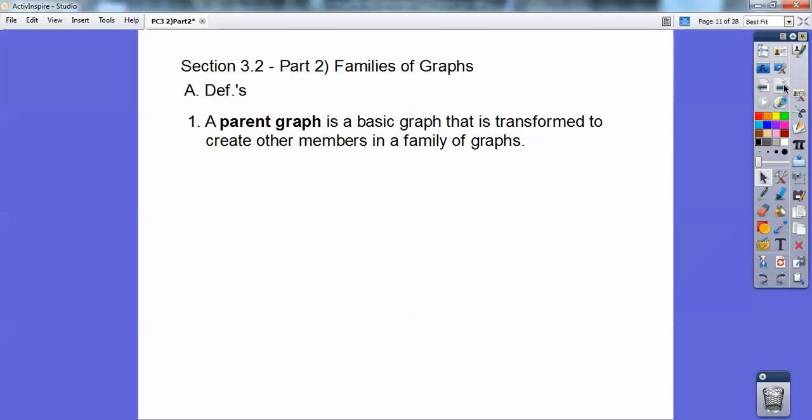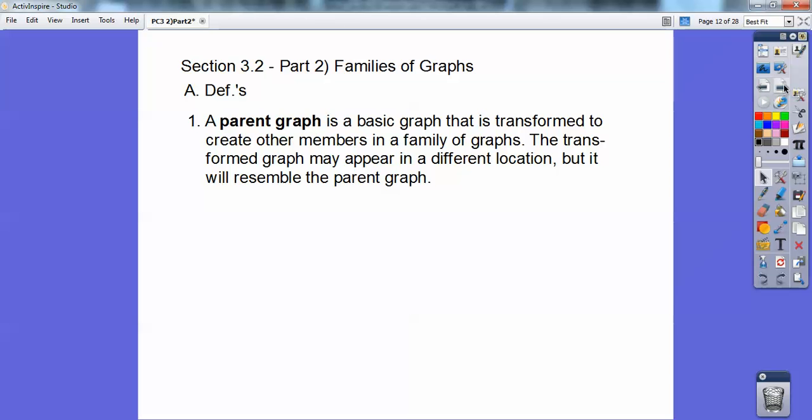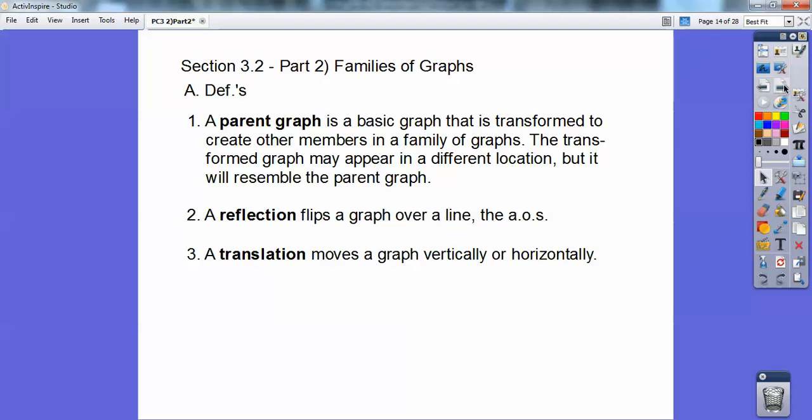We'll go through some definitions here. A parent graph is a basic graph that is transformed to create other members in families of graphs. The transformed graph may appear in different locations, but it will resemble the parent graph. It might be stretched out a little bit, like a magnifying glass of one, or a reflection of one, like this. A reflection flips a graph over a line, and your line is called the axis of symmetry, AOS. A translation moves the graph vertically or horizontally.